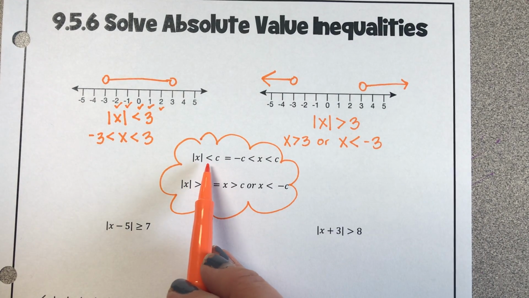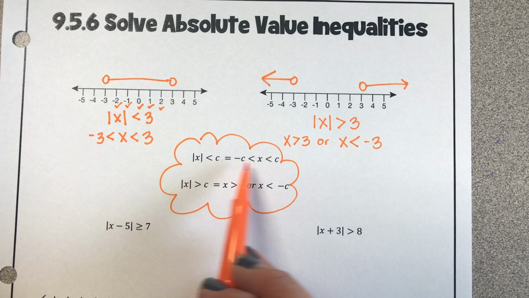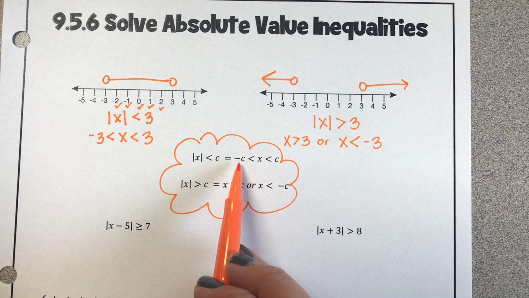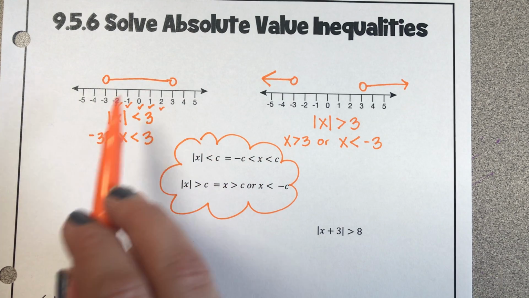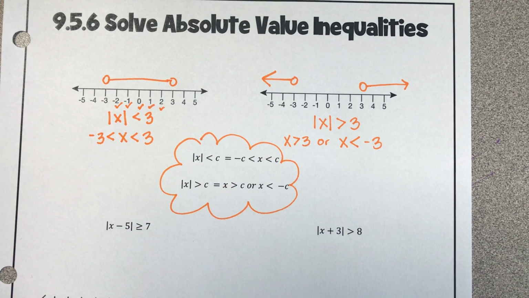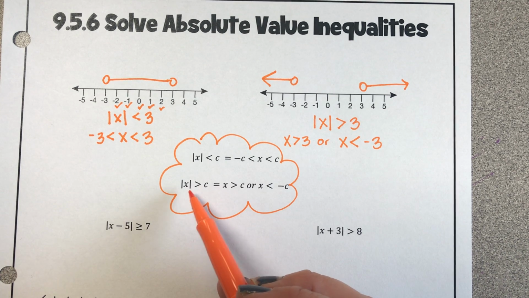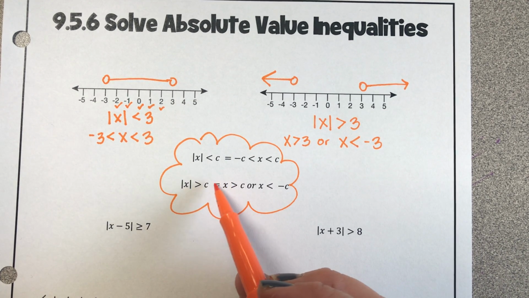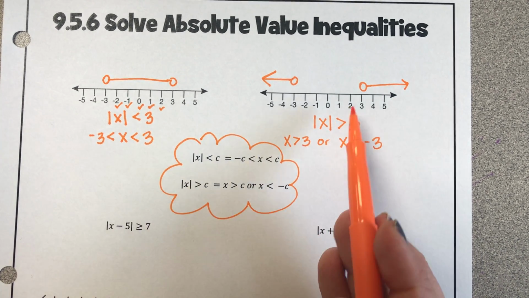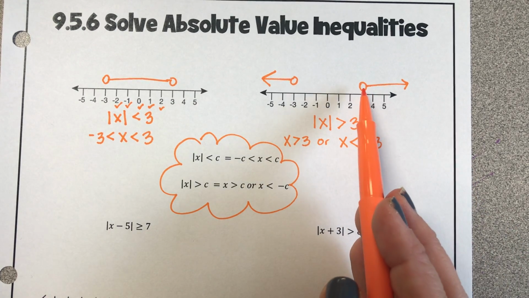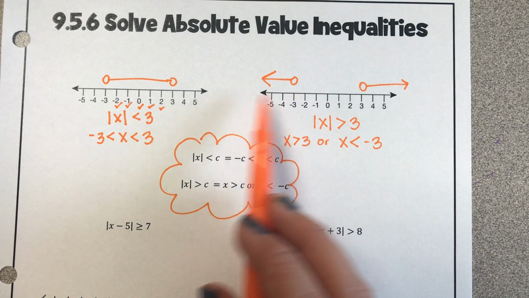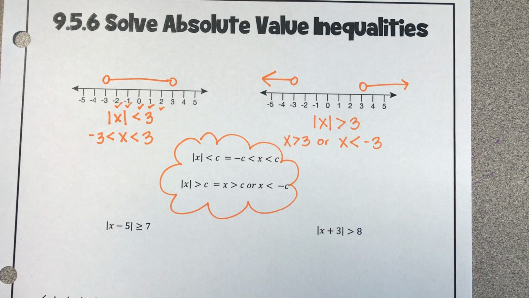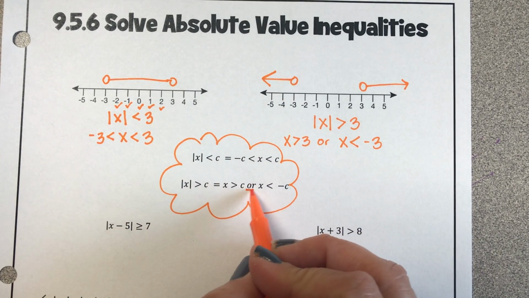Okay, so here is the formula for it, right? When we have an absolute value of x that's less than c, that means x is greater than negative c and less than positive c. That's what we did over here. It was a conjunction. It's connected. When you have an absolute value that's greater than c, that's telling you you have to be more than 3 away from 0. Well, that means you have to be greater than 3 or less than negative 3. And that's going to be a disjunction. It has that or word.